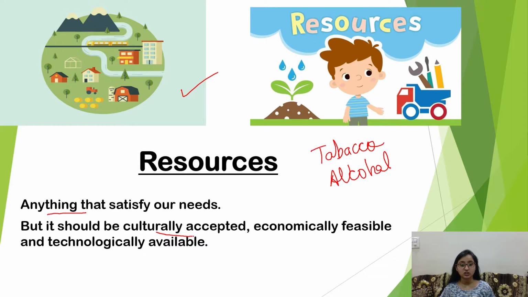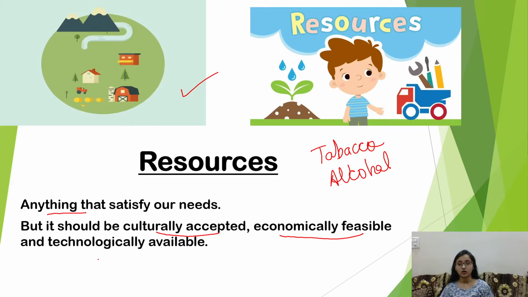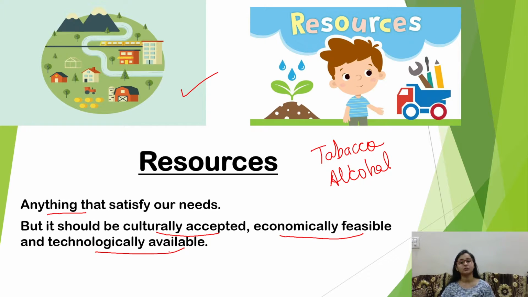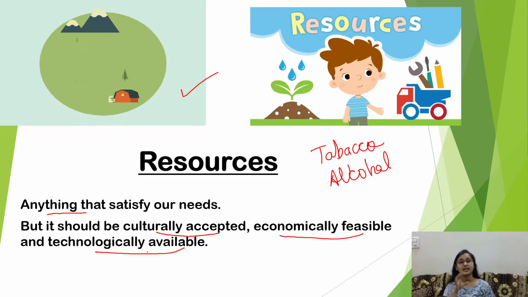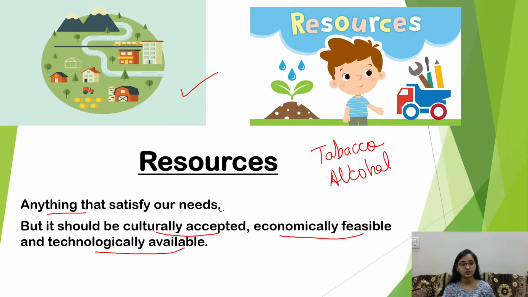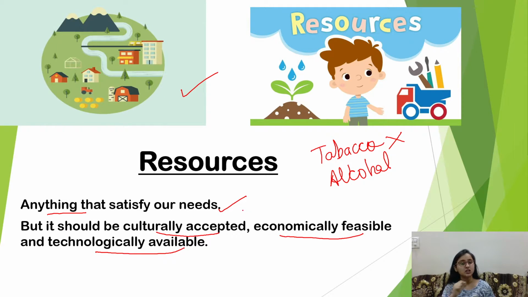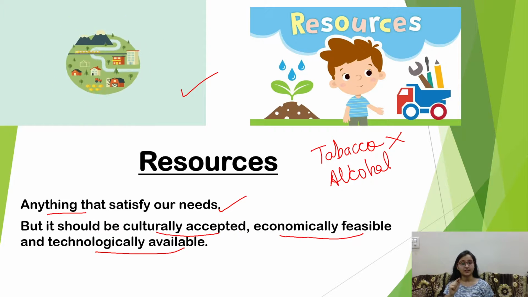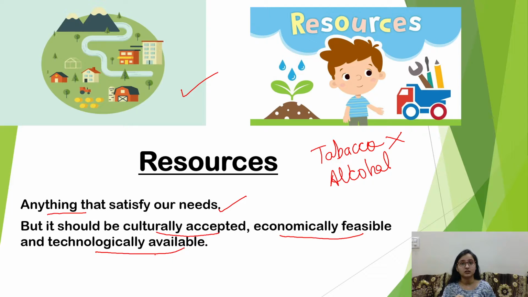Because it is not culturally accepted, economically feasible, and technologically available. So technically what I'm trying to tell you is anything that satisfies our needs is our resource, but it should be culturally accepted. Like tobacco is not culturally accepted, so it is not a resource. Second, it is economically feasible, and that means it should be available to us. That means it shouldn't be that expensive.